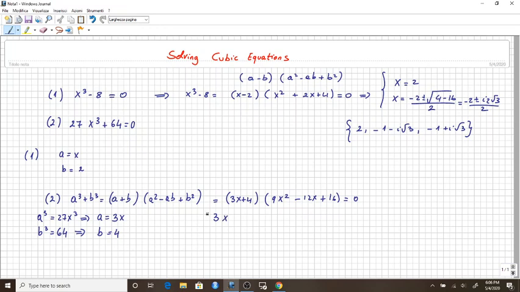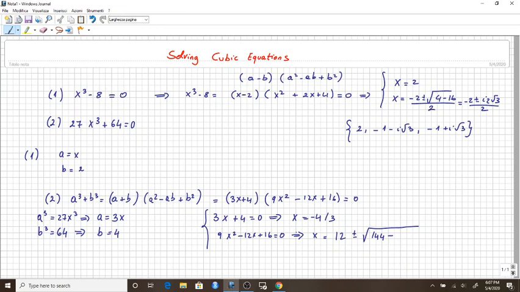So the equations we need to solve are 3x plus 4 equals 0, and for the second one, 9x squared minus 12x plus 16 equal to 0. So from the first one, we get negative 4/3, and then for the second one, using the quadratic formula, we get the opposite of b, which is 12, plus and minus the square root of b squared, which is 144, minus 4 times ac, which is 9 times 16 times 4.